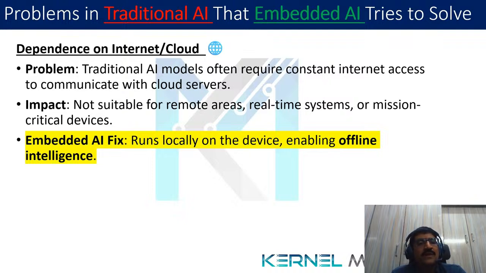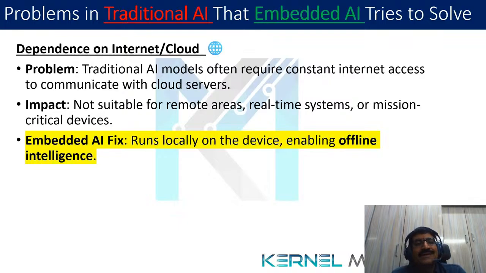The first problem is the internet or cloud. Traditional AI models require continuous internet access to communicate with the server. Where does the impact happen? Remote areas and real-time systems. In real-time systems, performance is very important, but if you communicate over the internet to collect the data, it takes some time. Because of the delay, the device output has bad performance. This issue can be fixed by embedded AI, which runs on the device locally, so it works offline, and obviously performance is better.